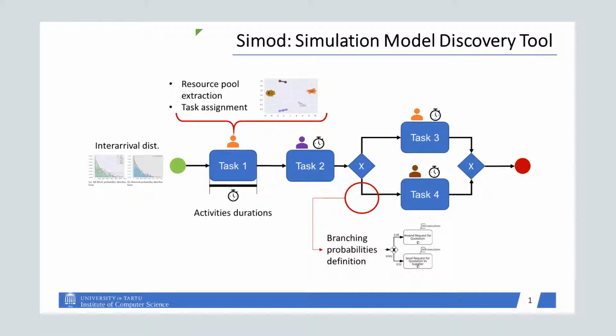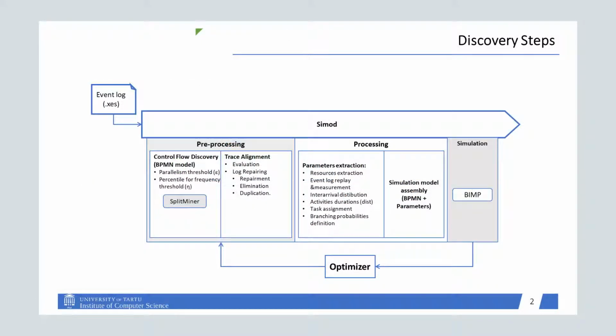CMODE is a tool capable of automatically generating simulation models using an event log as input. The tool combines process discovery, trace alignment, and replay techniques to extract the simulation parameters. In this demonstration, we will execute two typical scenarios.